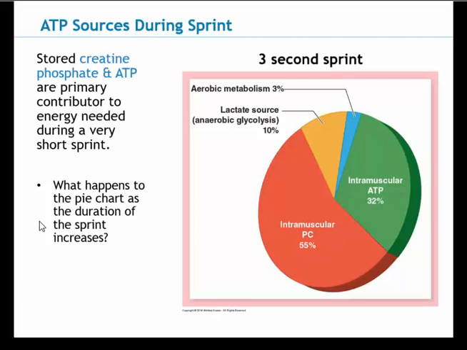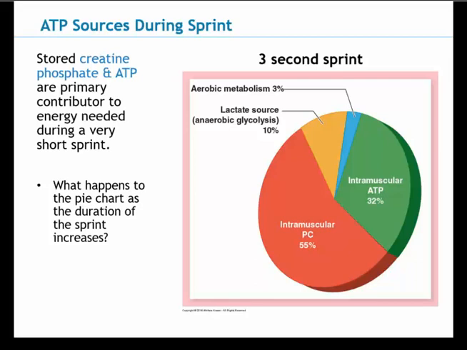So you could probably figure out the answer is that the green and the red parts of the pie are going to decrease, and then the blue and the orange part are actually going to increase. So the longer the sprint, the more we have to rely on aerobic metabolism for energy.